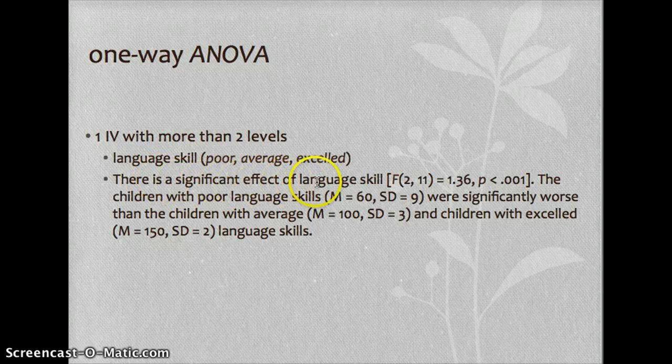There is a significant effect of language skills, so it's giving you the number of levels, and it's giving you the number of participants, F equals 1.36, and p is less than 0.001. The children with poor language skills, here's their mean and standard deviation, were significantly worse than the children with average language skills, and here's their mean and standard deviation, and children with excellent language skills.